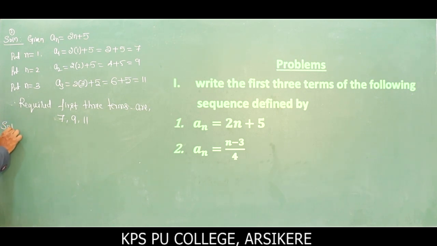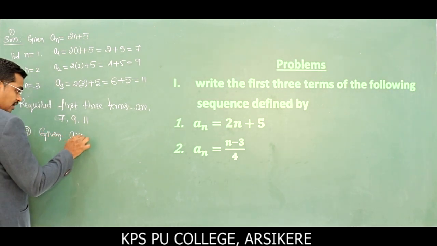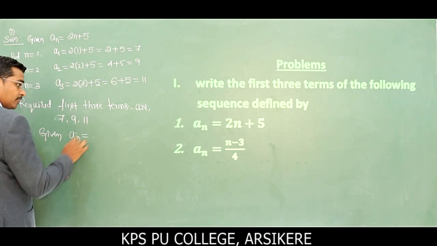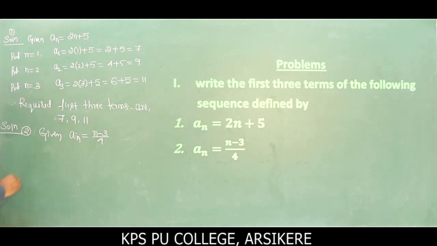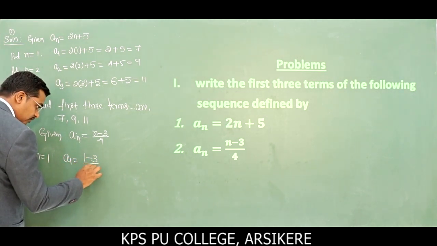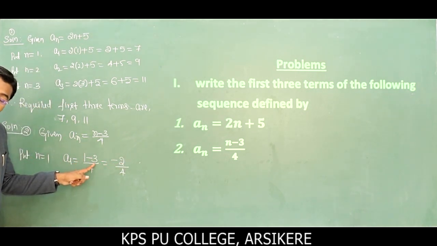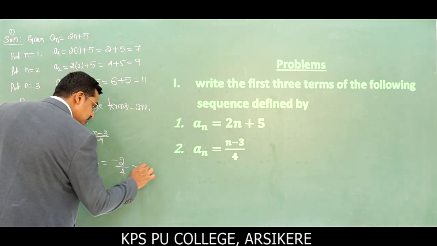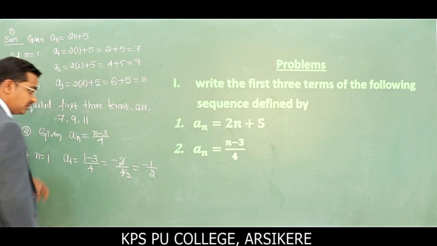Solution for the second one. Given an is equal to n minus 3 divided by 4. So put n is equal to 1. a1 is equal to 1 minus 3 divided by 4, which becomes minus 2 divided by 4. Just observe: 1 minus 3 is minus 2 and the denominator 4 is as it is. This becomes minus 1 divided by 2. 2 ones are 2, 2 twos get cancelled there. We are left with minus 1 by 2.